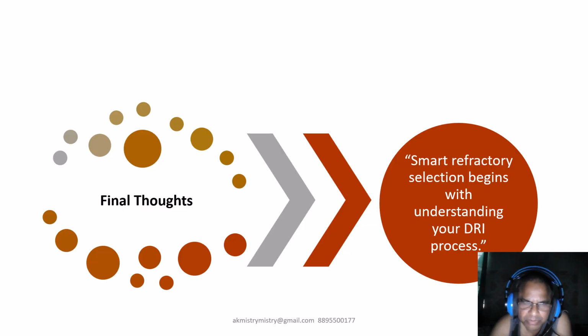So our final thought is that in view of our processes, it is necessary to select the proper refractory so that it suits the process. The life of the refractory totally depends on the learning of the processes. So if the refractory is compatible with the process, then the life of the vertical shaft will be long.